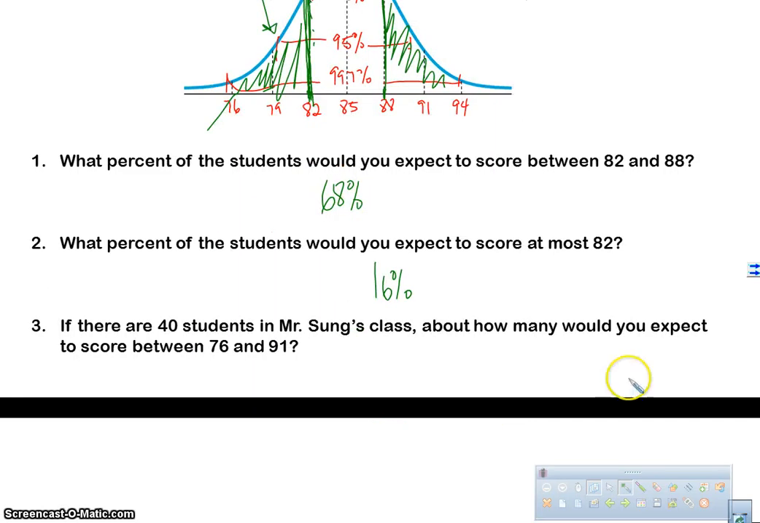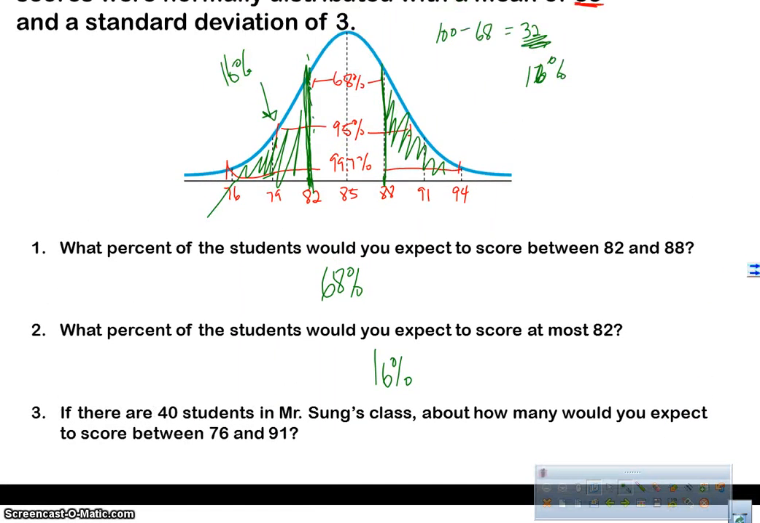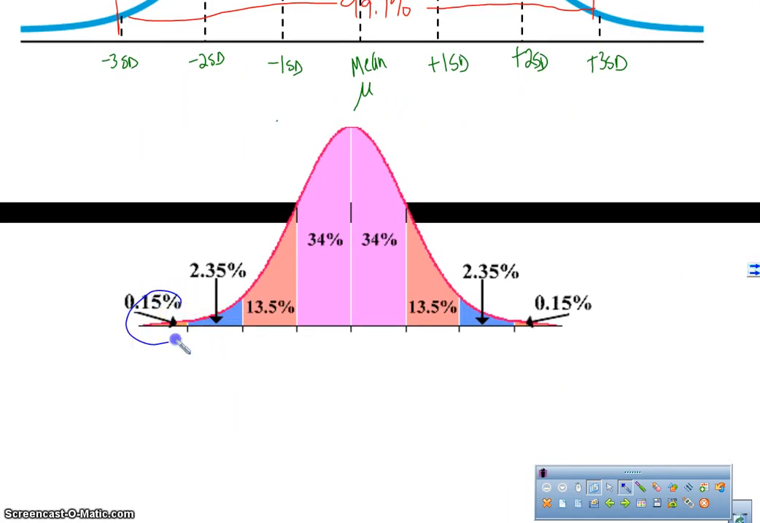So if there are 40 students in Mr. Sung's class, about how many would you expect to score between 76 right here and 91 right here? All right, so again, we got to do a little subtraction. And if you go up to the very top and you look in the previous slide here, this little leftover right here is 0.15%.